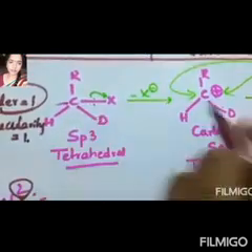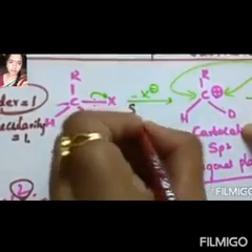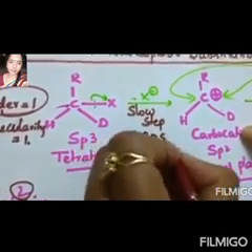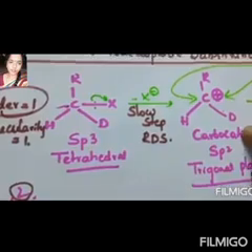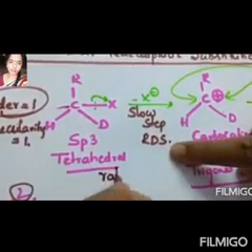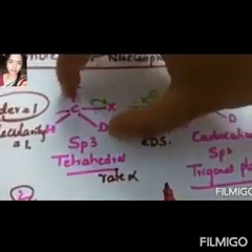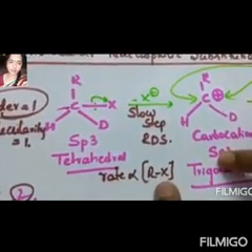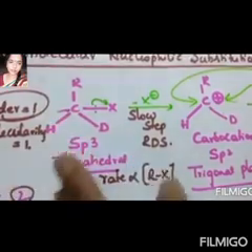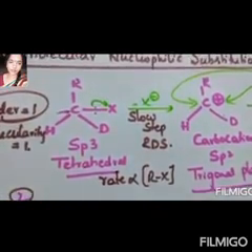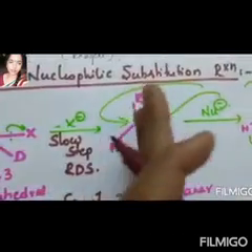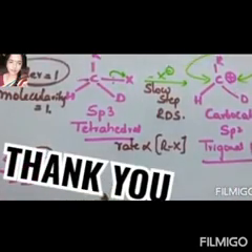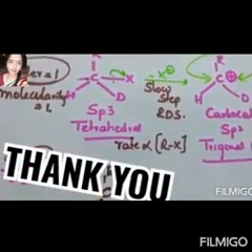Listen, my dears, in this reaction the first step is the slowest step and the next one is a fast one. So this slowest step helps to determine the rate of the reaction. That's why the first step in an SN1 reaction is generally called the rate determining step, RDS. That means the rate is determined based on the slowest step. Rate is directly proportional to the concentration of the reactant. Is it clear?